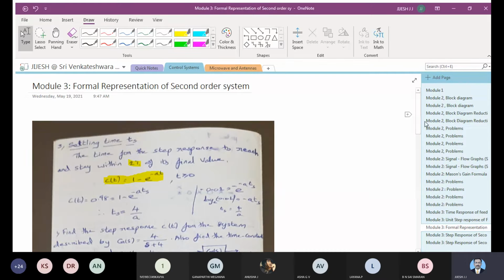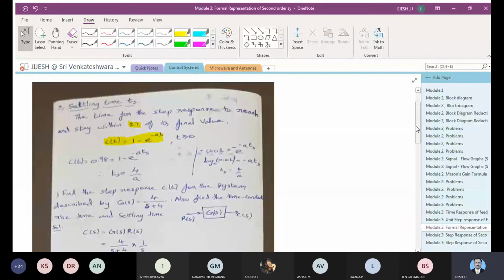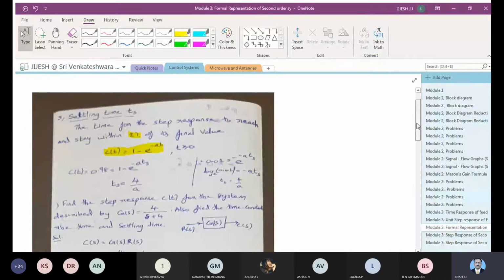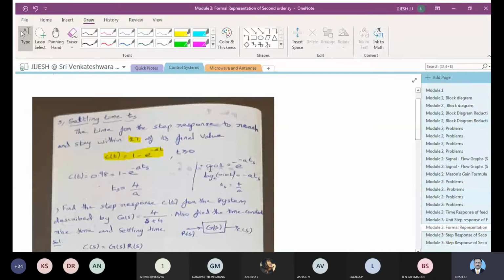Find the step response c of t for the system described by G of s is equal to 4 by s plus 4. Also find the time constant, rise time and settling time. So write down this problem. We have studied all these equations for T of s is 4 by a and all. We have to use these equations further.